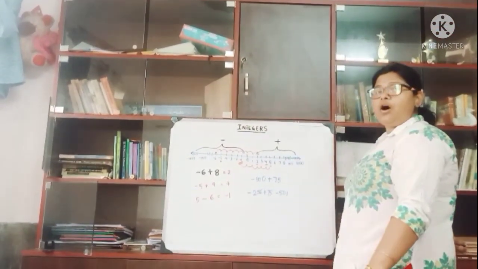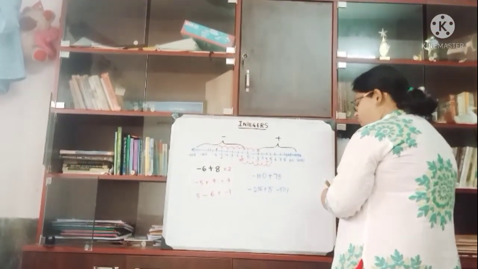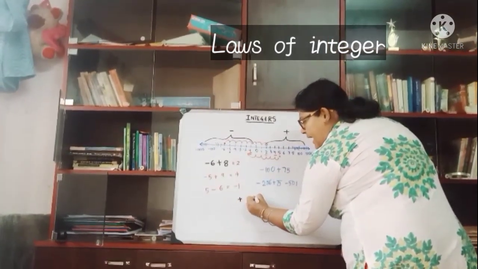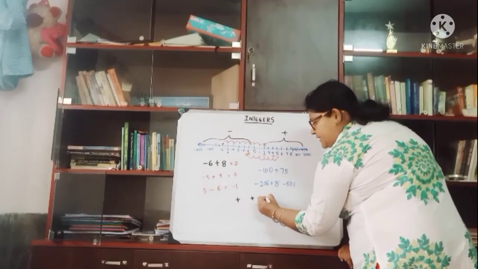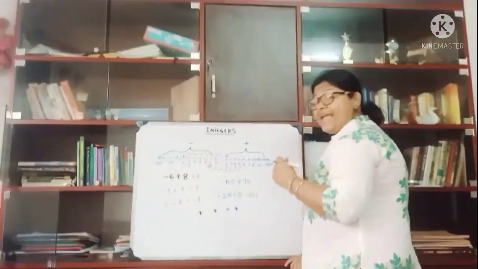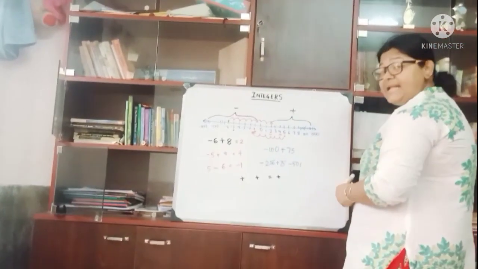The rules of integers. Okay, what are the rules of integers? Plus and plus is always equal to plus. That means calculating with two pluses.